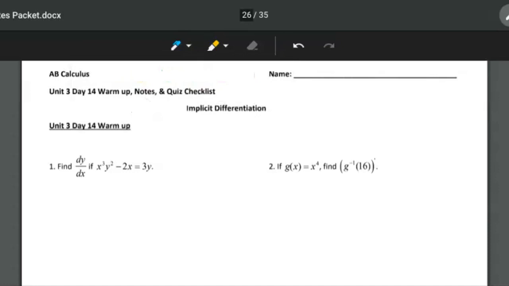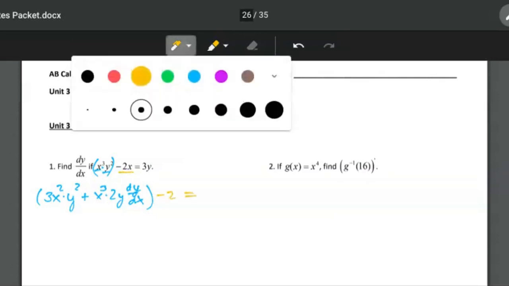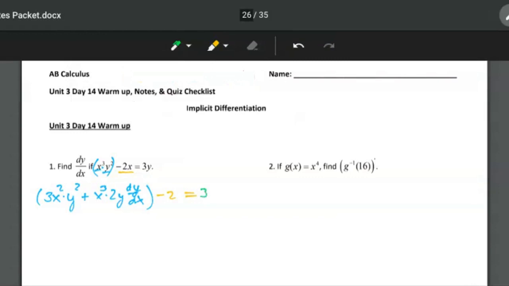All right, so let's look at number 1. If you're looking at this, you definitely have to do product rule here. So I'm just going to put it in parentheses. If we take the derivative of the first term, we'd get 3x squared, keep the y squared the same, and then put a plus. Now we're going to keep the x to the third the same and take the derivative of y squared. So we get 2y, but you need a dy dx after it since it involved a y. All right, now minus 2x, derivative of that is just negative 2, equals, on the other side, derivative of 3y is 3, but you need a dy dx after it since it involved a y.